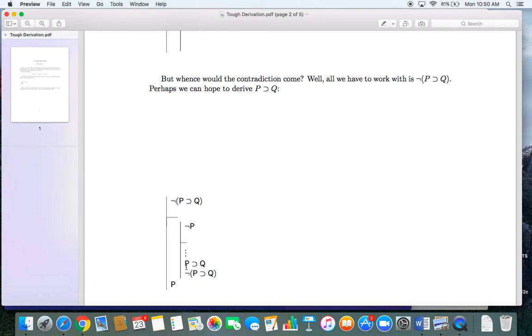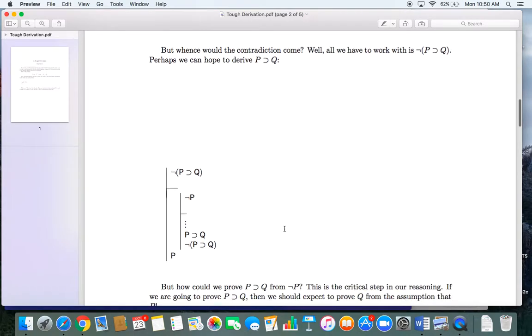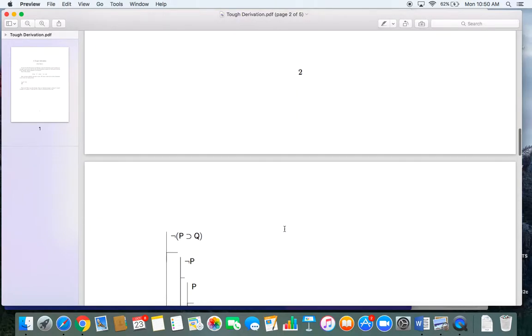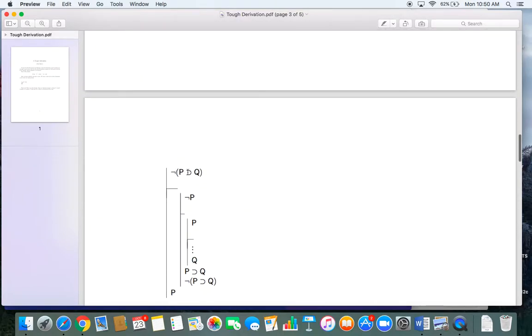Okay, if we're going to prove if P then Q, then that strongly suggests that the rule we'll need is horseshoe introduction, right? Implication introduction. And in order to use that, we have to make an assumption, namely of the antecedent. That is, we have to assume that P. So now my thought has evolved into this picture.